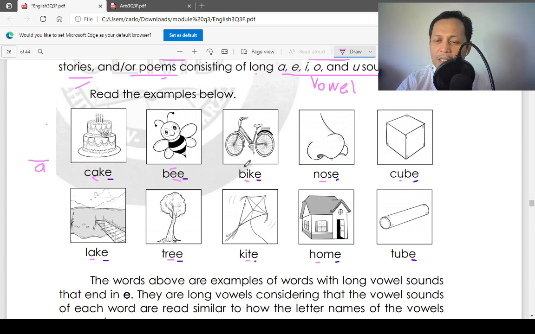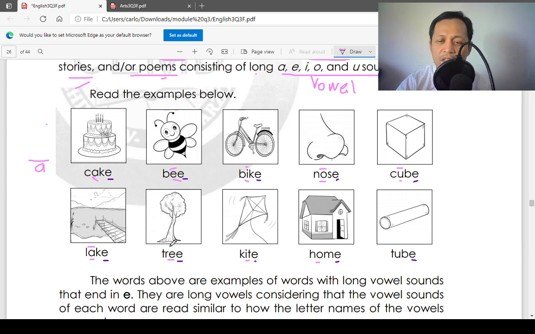Bike. Notice the sound I, bike. The I is also pronounced longer than the usual. The O sound is also pronounced longer than the usual, as in nose. Same with the U in cube. It is pronounced longer, no? Cube. Again, on this one, the A in lake is pronounced longer.